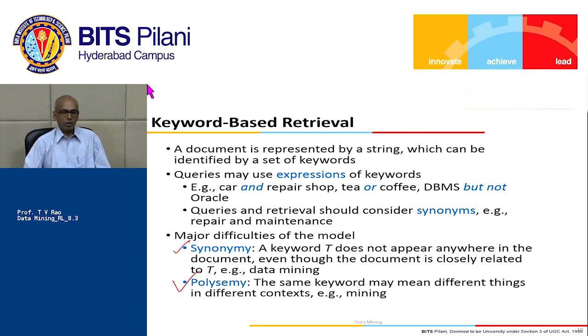Sometimes we also have to face a different set of challenges, that is polysemy. A keyword may have different meanings in different contexts. For example, when a software engineer is looking for documents containing the word mining, the interest is really in data mining. But if a metallurgical engineer is looking at documents and is interested in mining, you can see that they are looking for an altogether different set of documents.